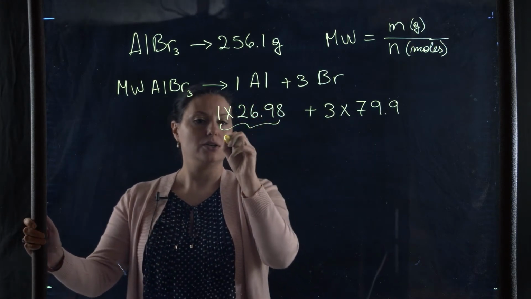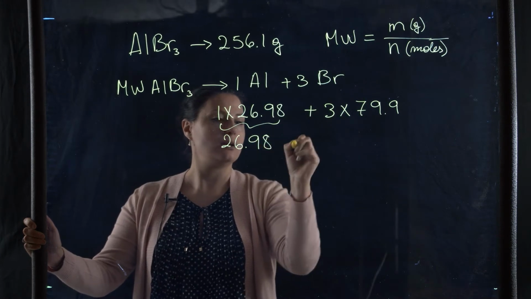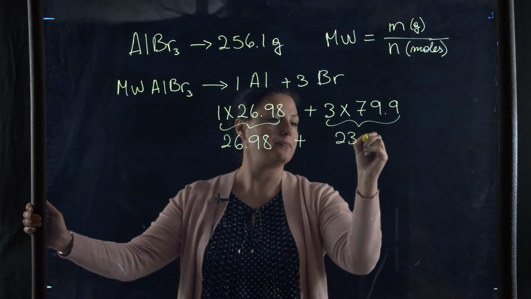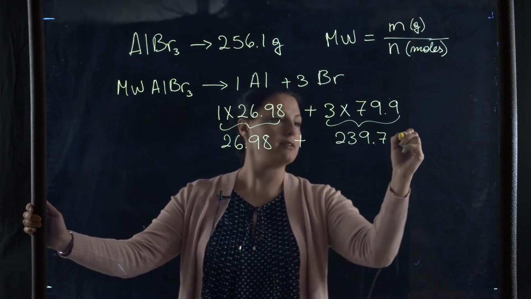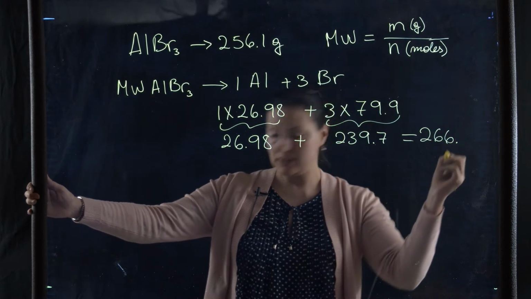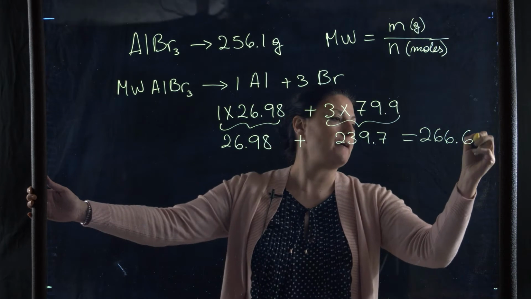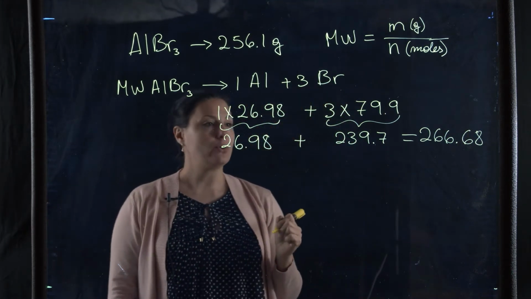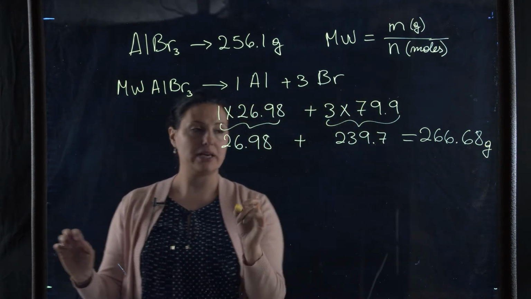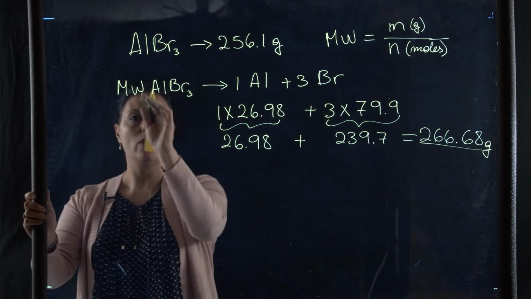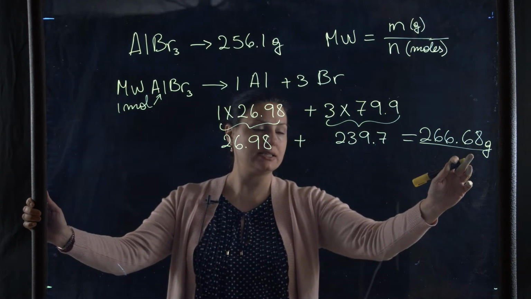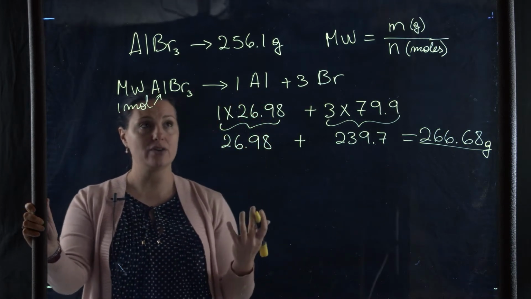This here gives me 26.98 plus this gives me 239.7. And if I add these together, I would get 266.68. Okay, this is grams. Now, what this tells me, what I just calculated, is that 1 mole of aluminum bromide weighs 266.68 grams. Okay, that is my conversion unit.